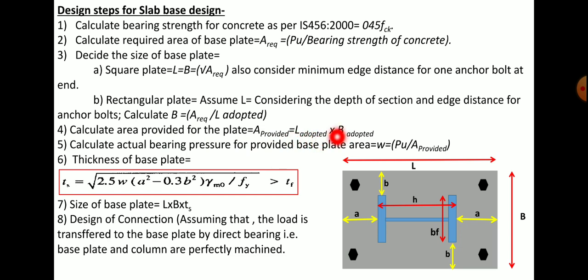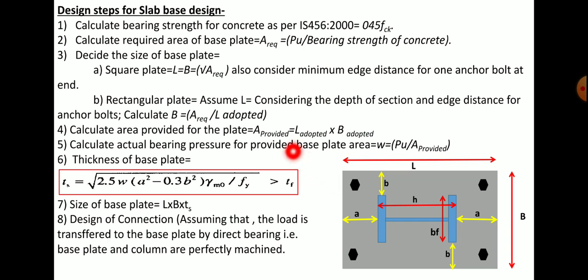And using adopted values you go for calculating the actual pressure for the base plate, and that is given as W value, and it will be total force acting divided by the value of area adopted, or area provided, that is length adopted into breadth adopted. Always this W value should be lesser than your bearing strength of concrete.